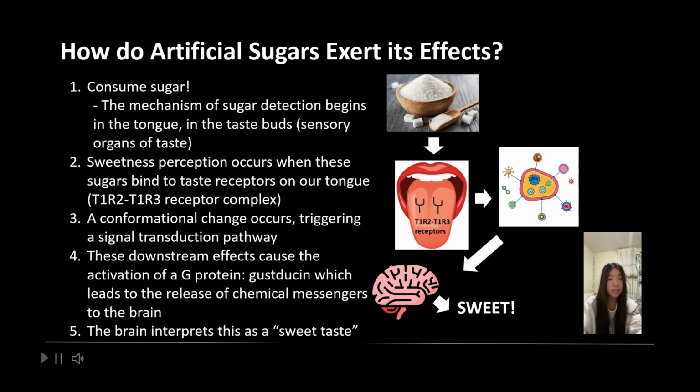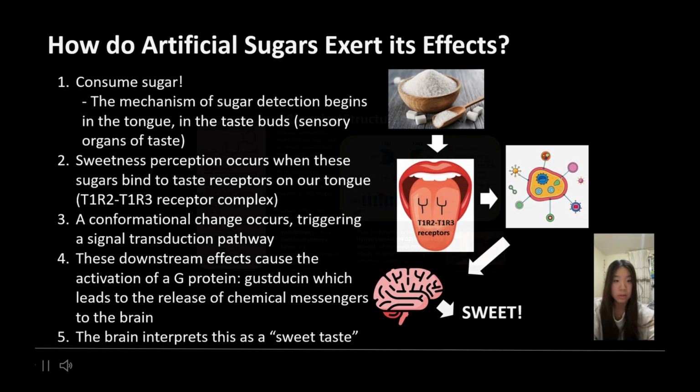So how does sweetness perception begin? How does this process actually work? When we first consume sugar, the mechanism of sugar detection begins in the tongue, which contains our taste buds, which are our sensory organs. These sugars bind to taste receptors on our tongue, including the T1R2 and T1R3 receptor complex, which causes a conformational change. This triggers a signal transduction pathway, and these downstream effects cause the activation of a G protein called gustducin, which leads to the release of chemical messengers to the brain. The brain then interprets this as a sweet taste.